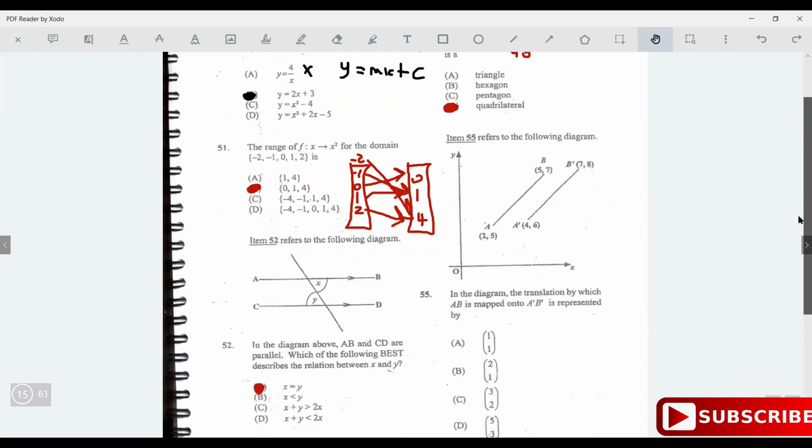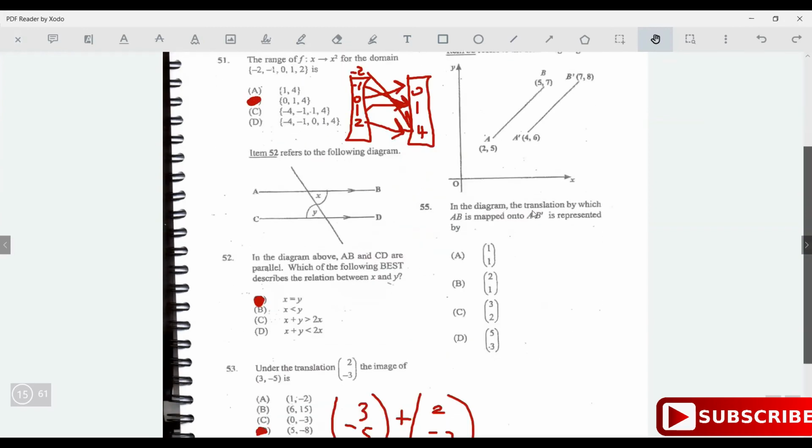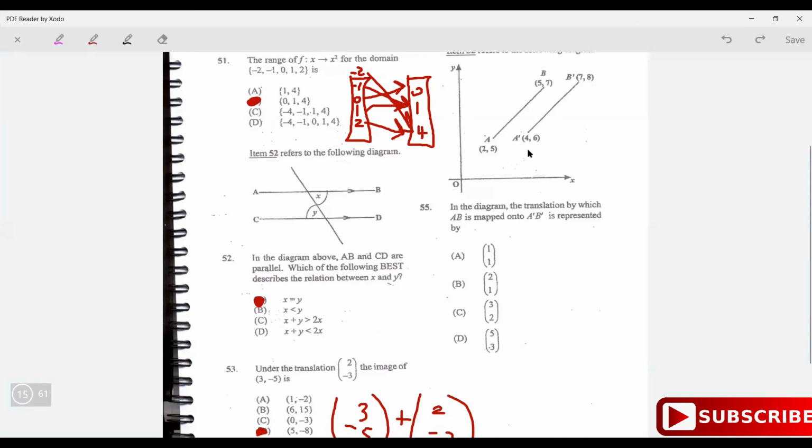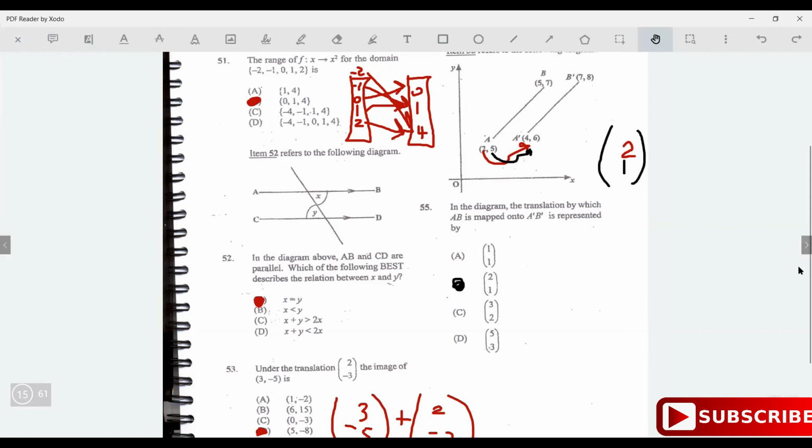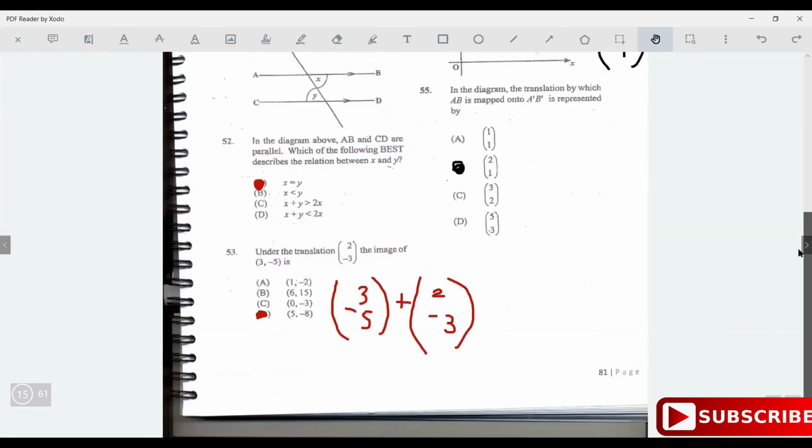Question 55. In the diagram, the translation by which AB is mapped onto A prime, B prime is represented by, to go from 2 to 4, that means to increase in the X value by 2, and to go from 5 to 6, we increase in the Y value by 1. So the translation vector is (2, 1). That's option B. Nice and easy. Moving right along.